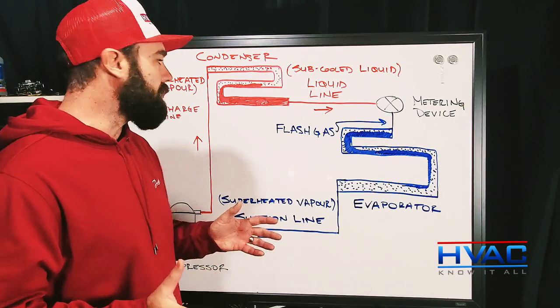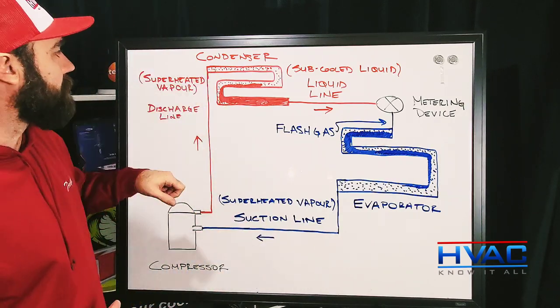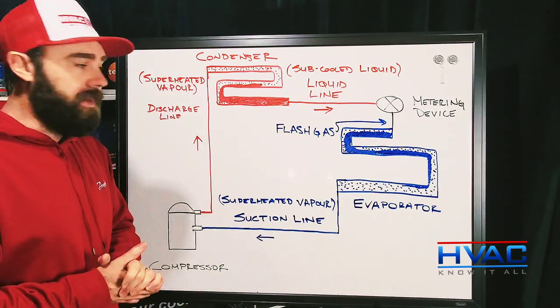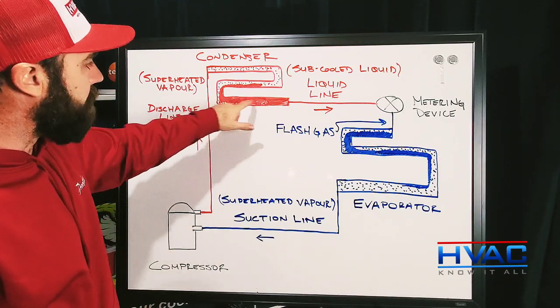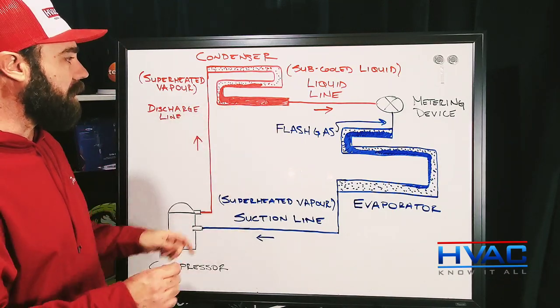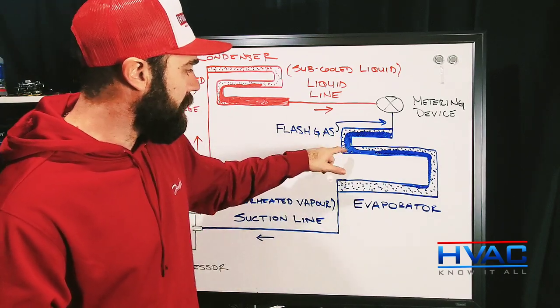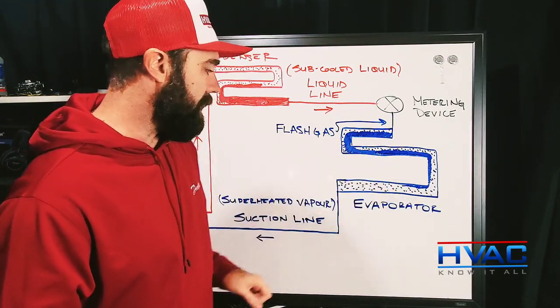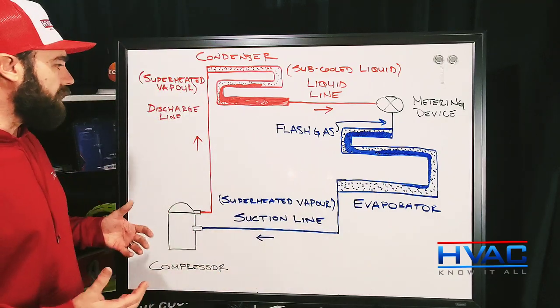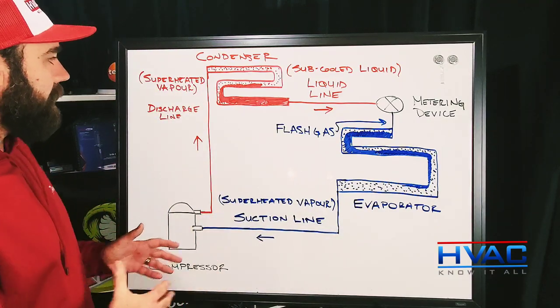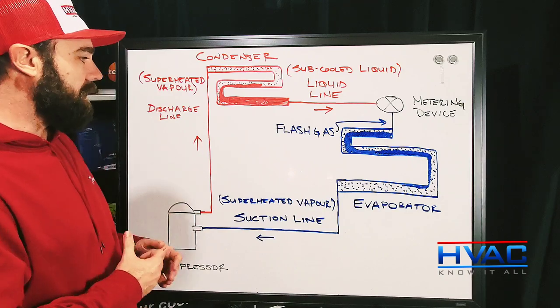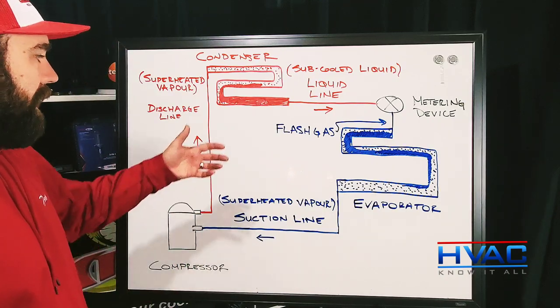And just so you guys are aware, when you see dots, that corresponds to vapor in the system. When you see a full line like this, fully colored in, that's liquid. Same here. Dots are vapor. Full solid is liquid, okay? So what we're going to do here is go through the cycle and explain it in detail as to what happens when and where.